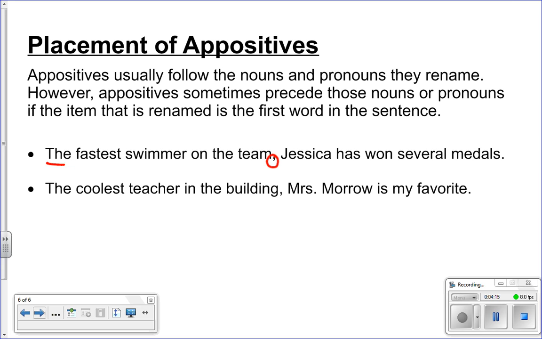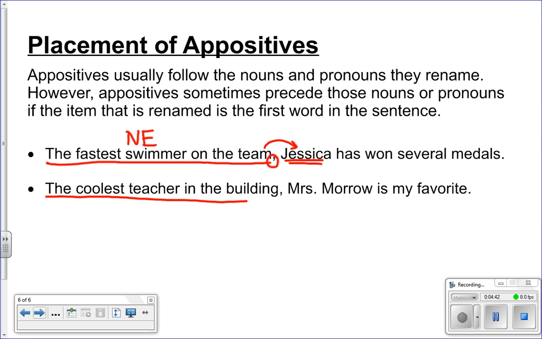So the appositive is the fastest swimmer on the team. Because of the comma, this is a non-essential appositive. It is less specific than the noun that it's identifying. Jessica is more specific. And again, normally it would say Jessica, comma, the fastest swimmer on the team, comma, has won several medals. But for the sake of sentence variety, that appositive has been moved to the beginning of the sentence.